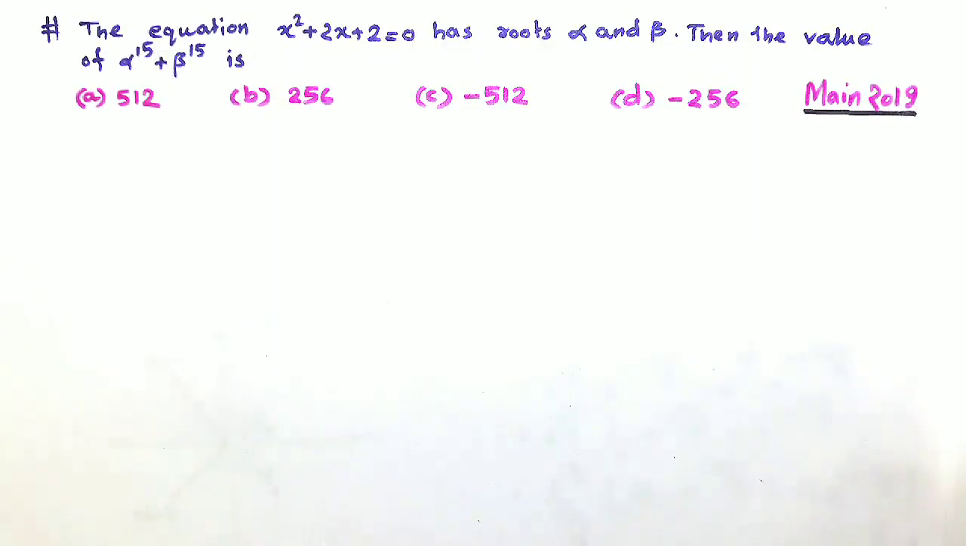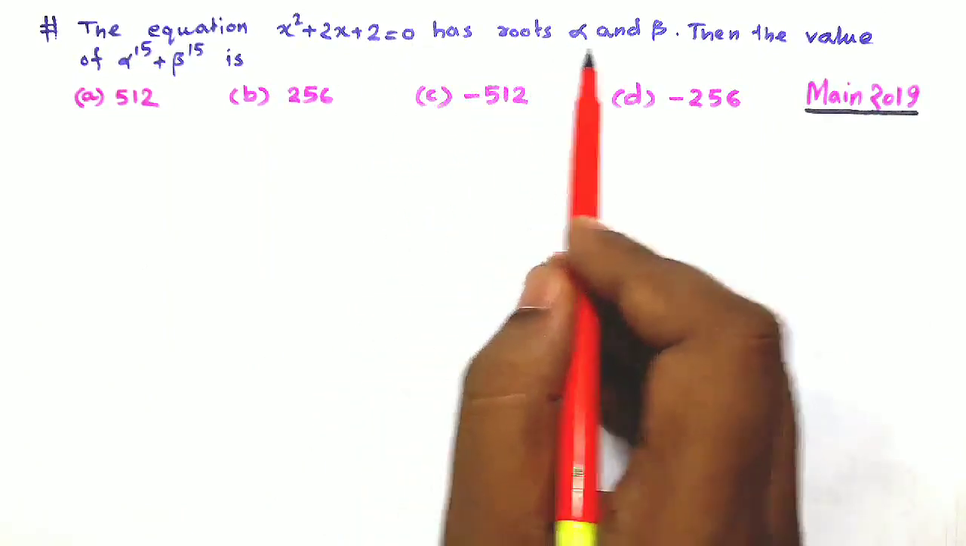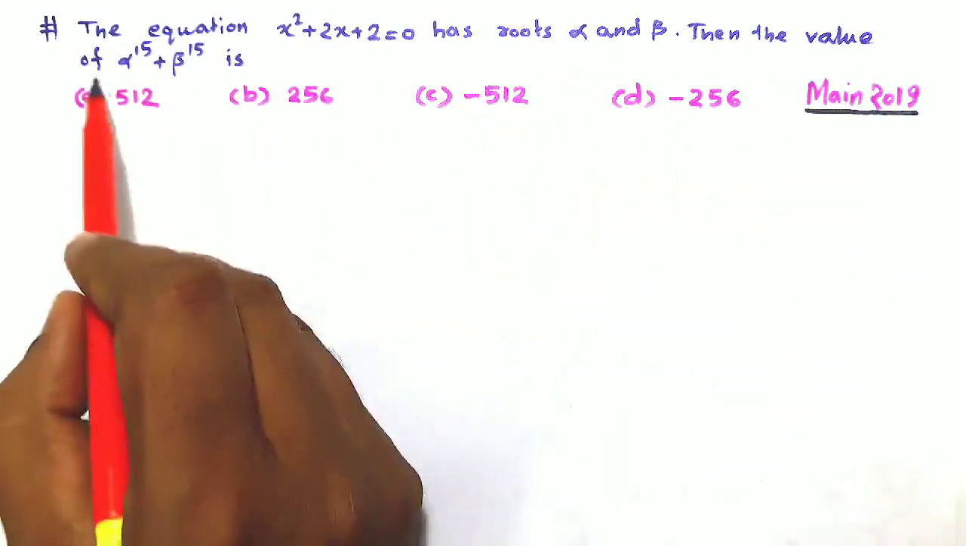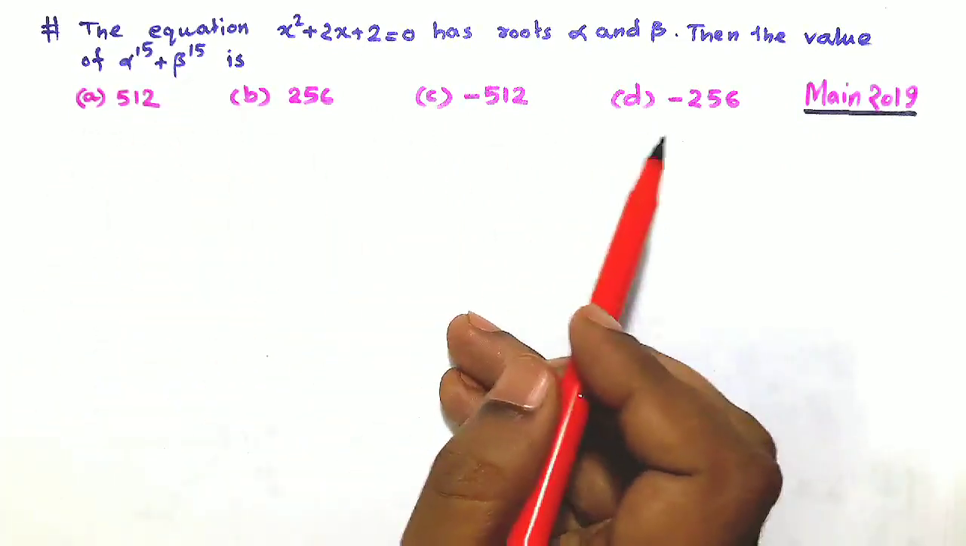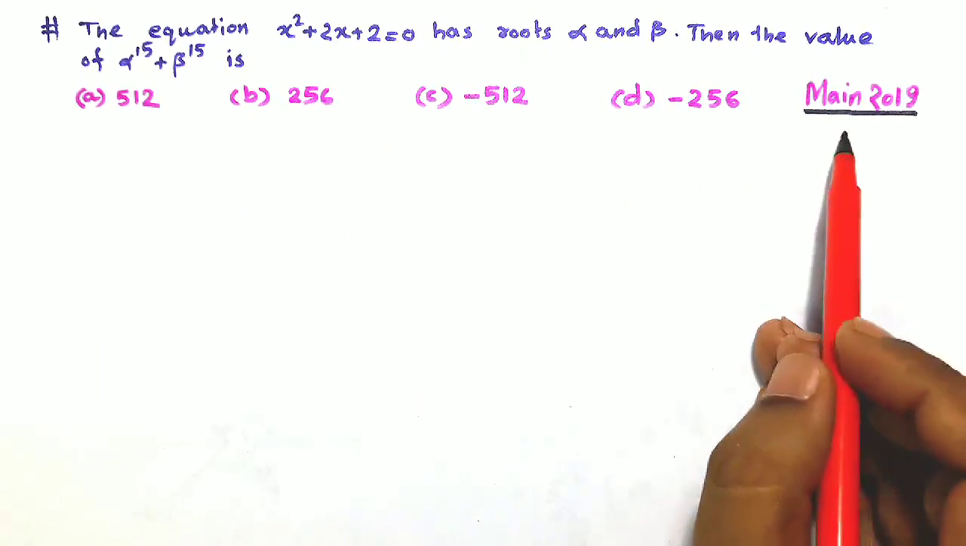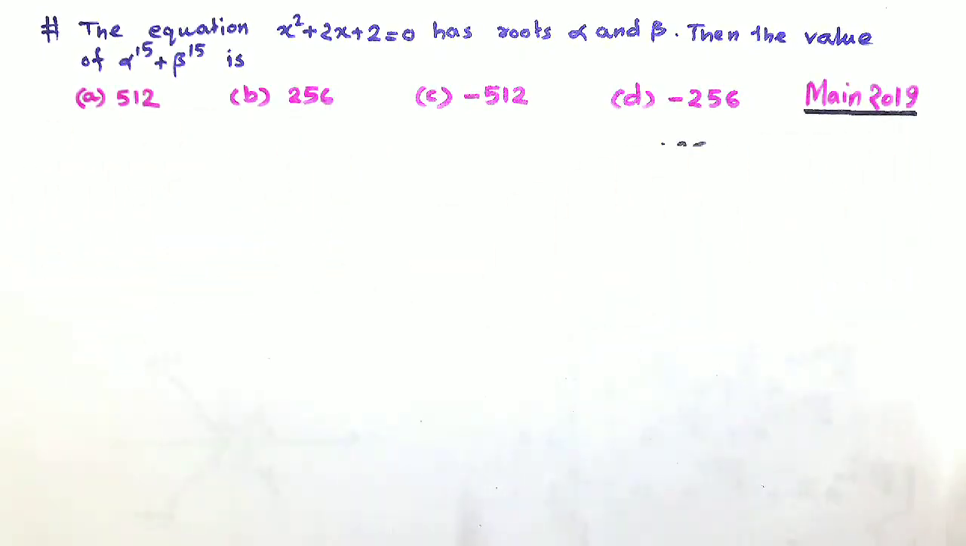Our next question is, the equation x square plus 2x plus 2 is equal to 0 has roots alpha and beta. Then the value of alpha to the power 15 plus beta to the power 15 is which one of the options? This is taken from Main 2019. This is one of the most important questions. Please follow this one.